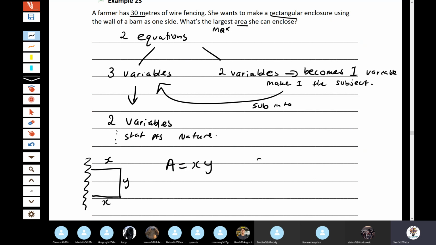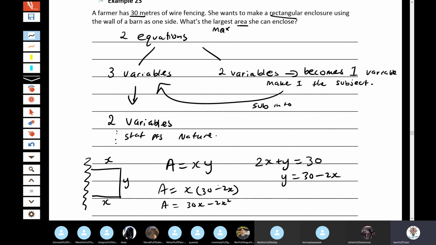2x plus y is perimeter. How'd you know to use that? Because they gave you 30 meters of wire fencing. 30 meters must be your perimeter. There's only 3 of them, right? Perimeter, area, volume. If you ever see those, it's one of those 3. Sorry, P equals 30. See, look, one equation with 3 letters, one equation with 2 letters. Make 2 letters into 1. Sub 1 into 3, you'll make this 3 look like a 2. And voila.